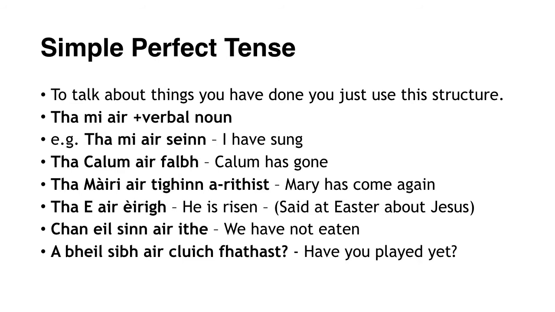Now, the simplest way to create the perfect tense is when you're just talking about one thing. You talk about things that you have done, you just use this structure. Hammy air plus just the basic verbal noun. So, Hammy air shine, I have sung. Ha Callum air fallav, Callum has gone. Ha Mary air chien eriisht, Mary has come again.